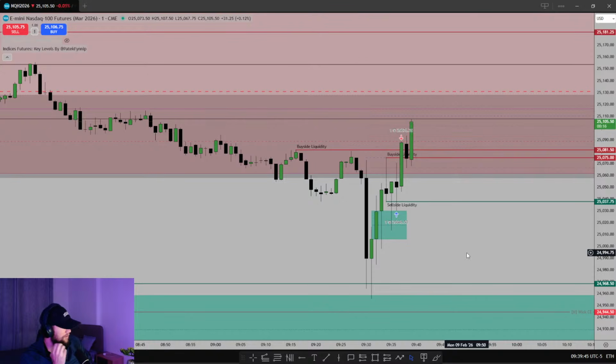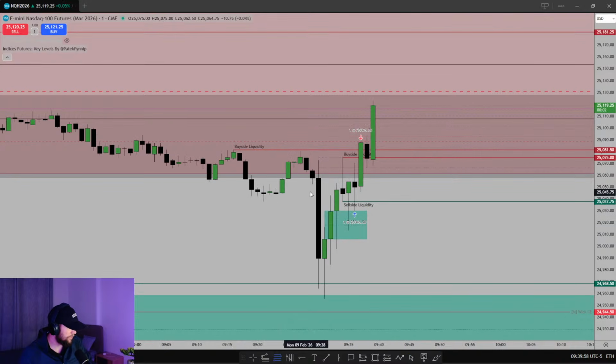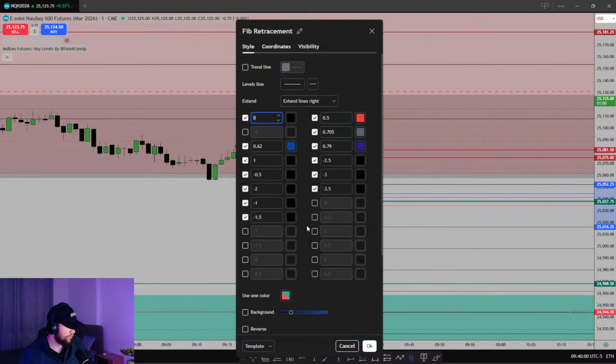Just show me one guy that does it on 1 second. 9:30 1 minute fair value gap is inverse to buy. Yes, perfect. This here, and you can quadrant or basically take this and look for the 8s.